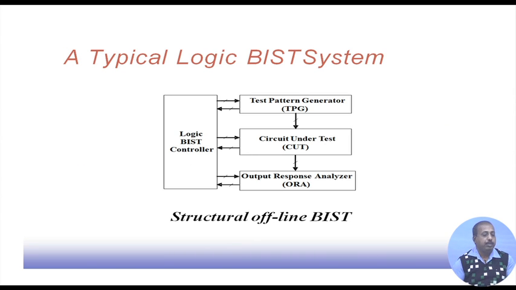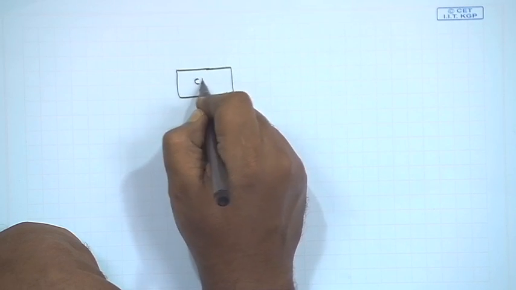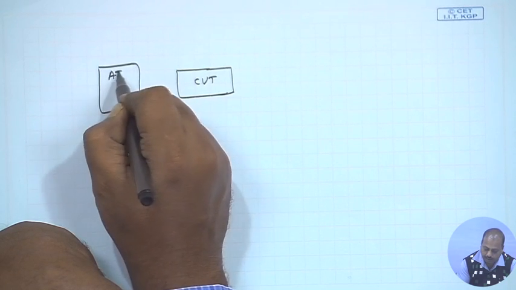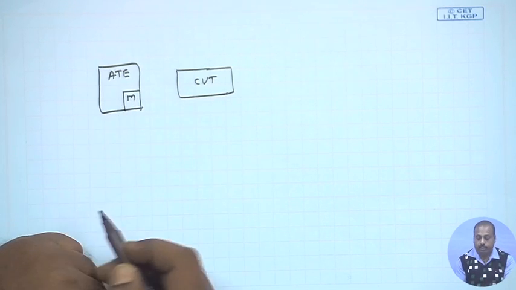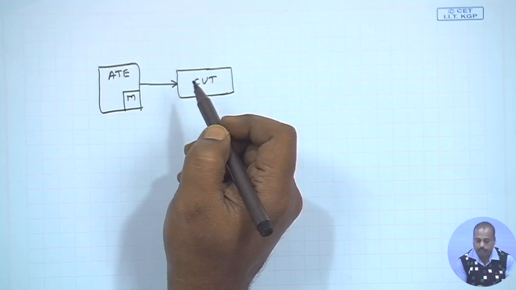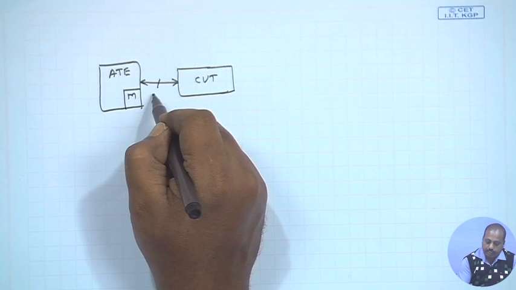So, how does a typical logic BIST system look? This is the circuit that we have, the circuit under test. Now, in deterministic testing or ATPG-based testing, from there was an equipment called ATE, automatic test equipment, and in this automatic test equipment there was a memory which was holding the test patterns. From the ATE, the test patterns were applied to the circuit under test, and the responses were obtained from it. These lines are known as ATE channels.